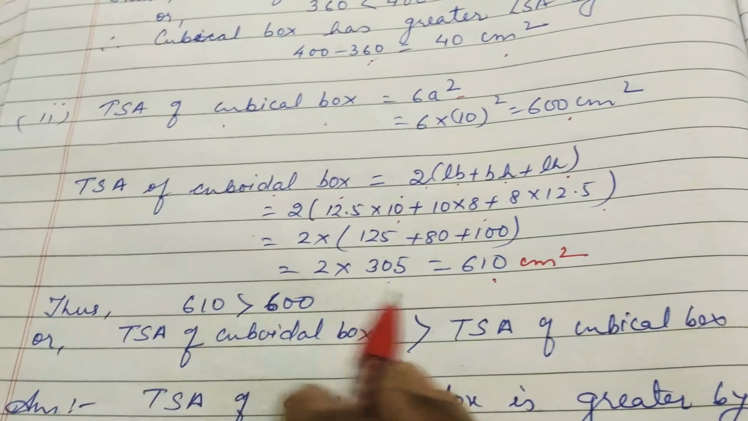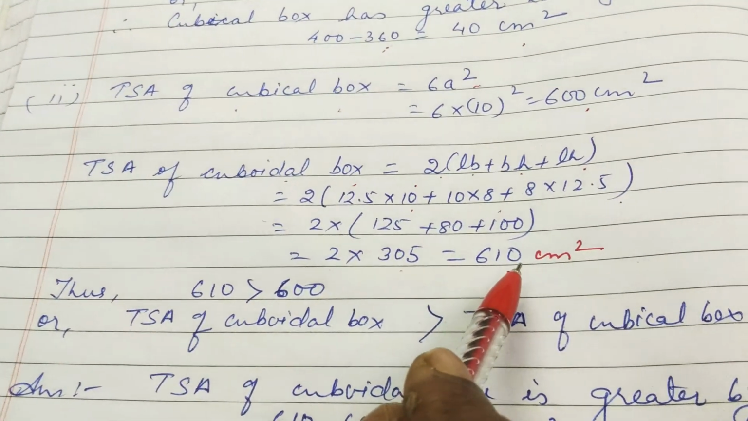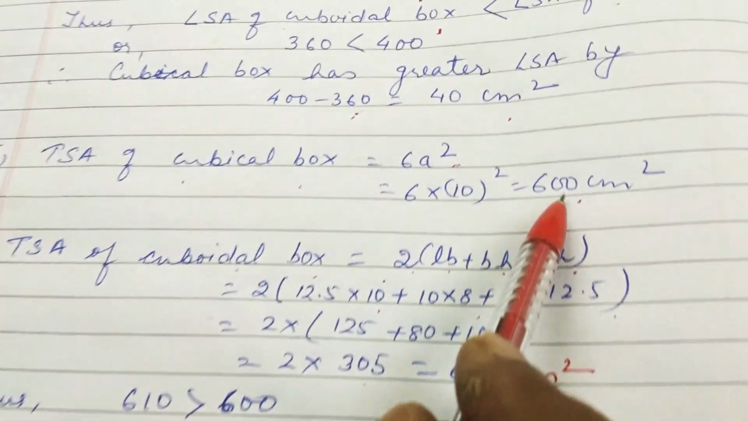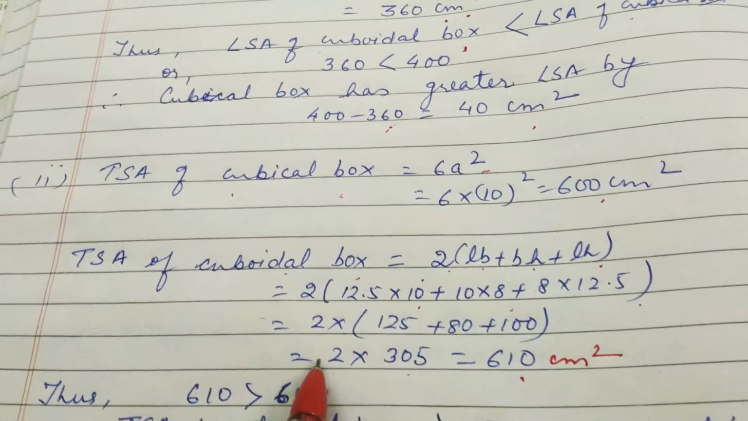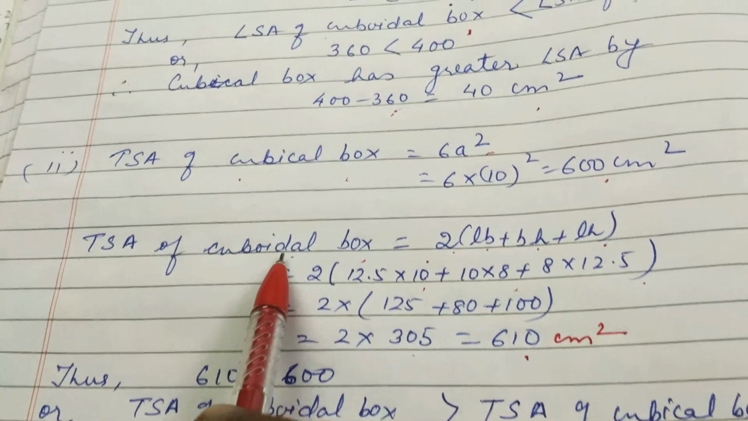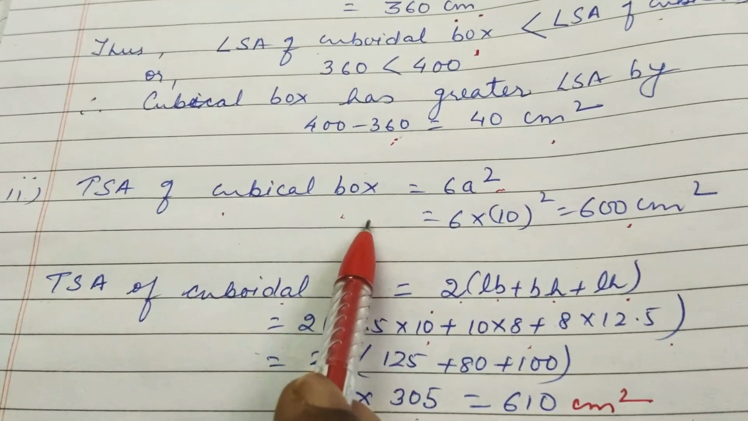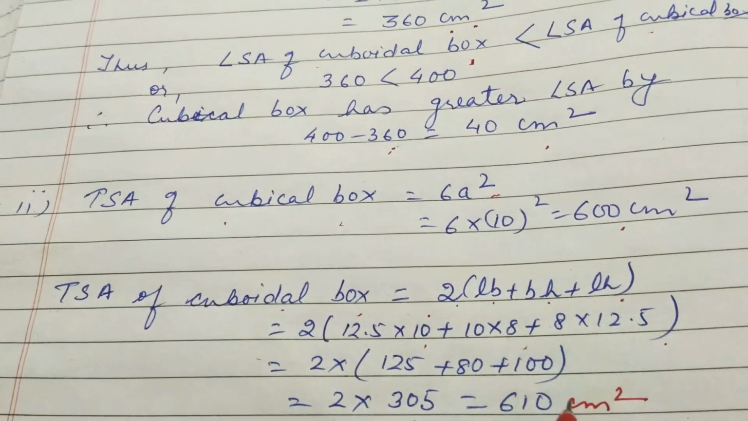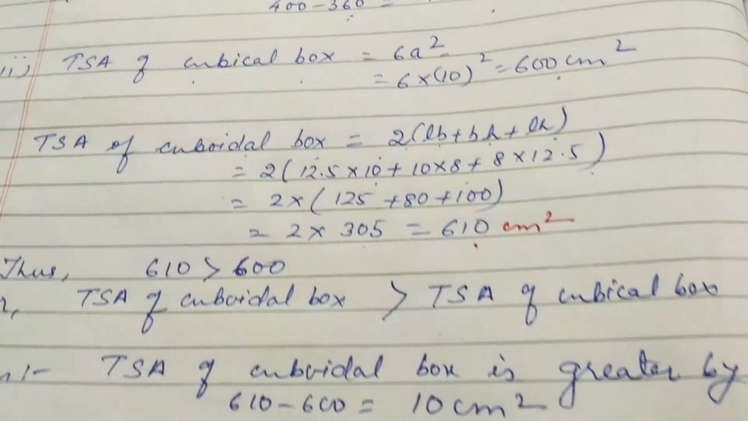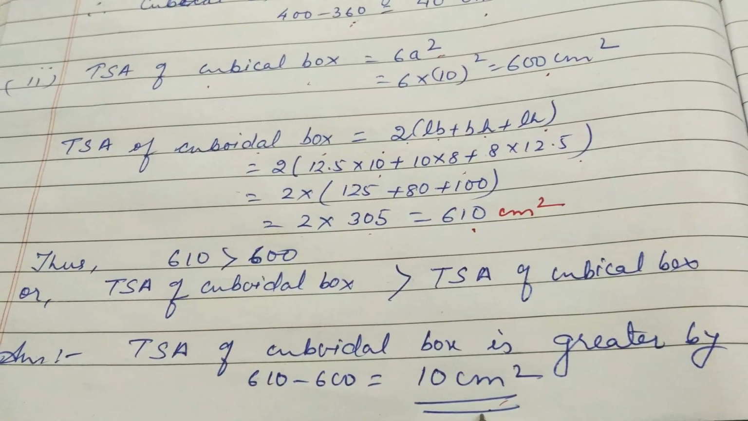So when we compare it, what do we find? That 610 centimeter square is greater than 600 centimeter square. Means total surface area of cuboidal box is greater than cubical box. And by how much? When you find the difference, it is equal to 10 centimeter square.